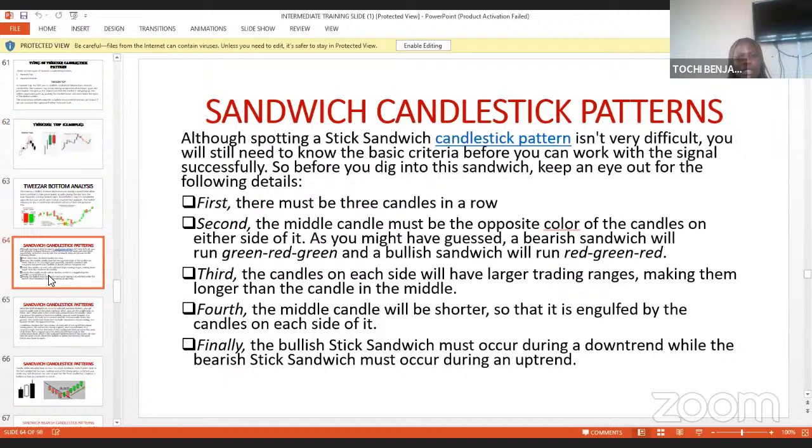Okay, the next candlestick pattern is sandwich, which is a high reliability candlestick pattern. Now, this one is the third family. That means they are made up of 3 candlesticks. The first one is low reliability, made up of 1 candlestick. The second one is medium reliability, made up of 2 candlesticks. Now, the one we'll be looking at is the high reliability, made up of 3 candlesticks. And the first in this high reliability is sandwich.